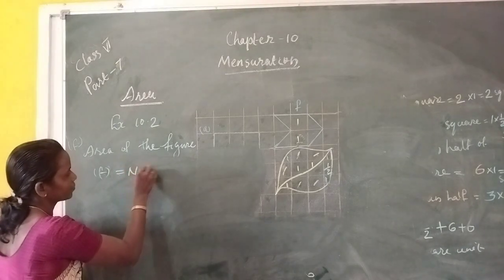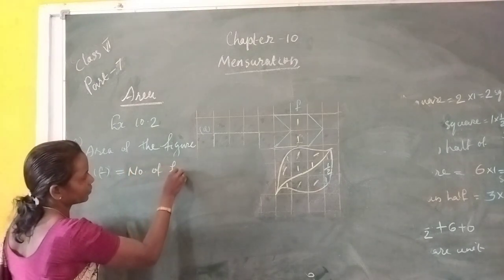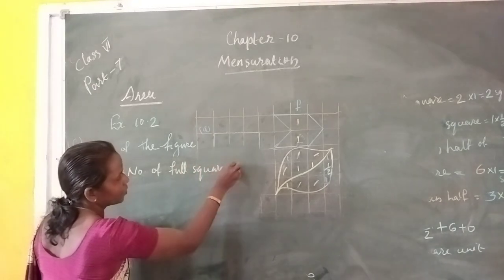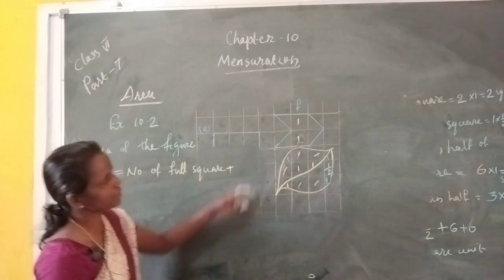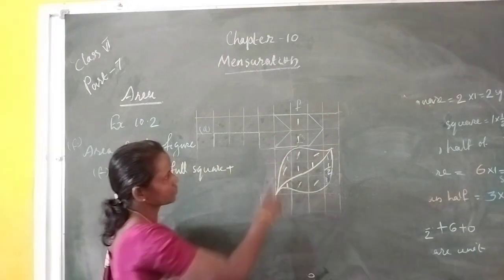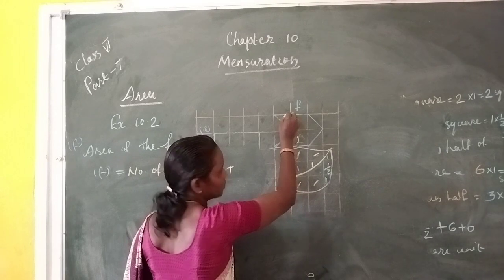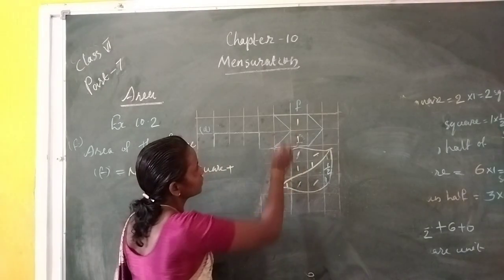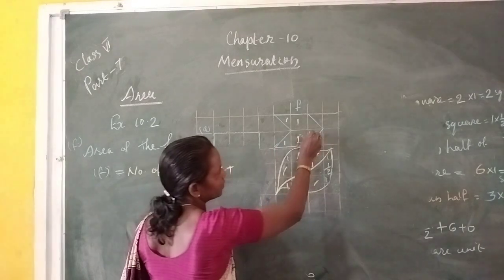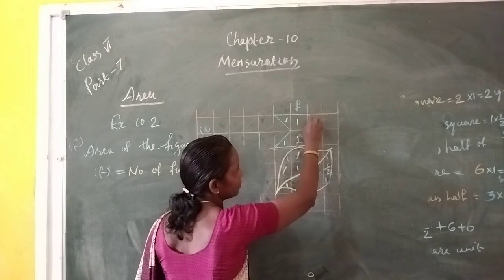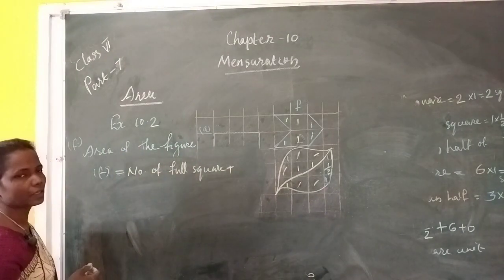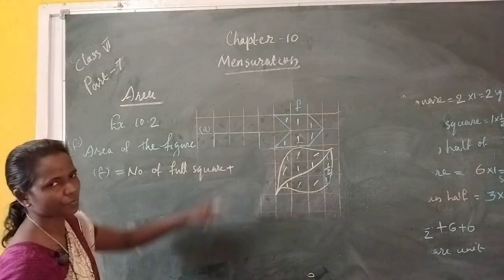Number of full square plus. The next balance all are half of the square. So how many half of the square? This half of the square, and this also half of the square. This half of the square. This also half of the square. So total how many half of the square? Here 4 half of the square.